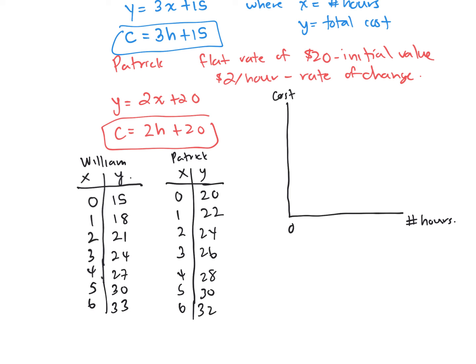So we can see in the table that for 5 hours, William charges $30. And for 5 hours, Patrick charges $30. So you might find the answer in the table. Maybe, maybe not. If I'm doing my graphing, let's do 5, 10, 15, 20, 25, 30. So we'll go up by 5s. Okay, so William starts at $15 and he's going up by $3 each hour.